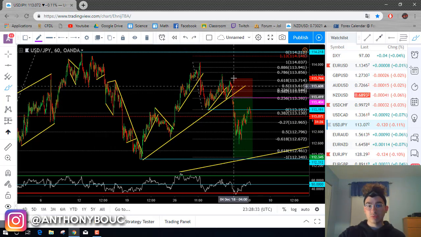The stop, as you can see, was right here. It was above the last small correction that we had. There were other possibilities of where to put the stop.